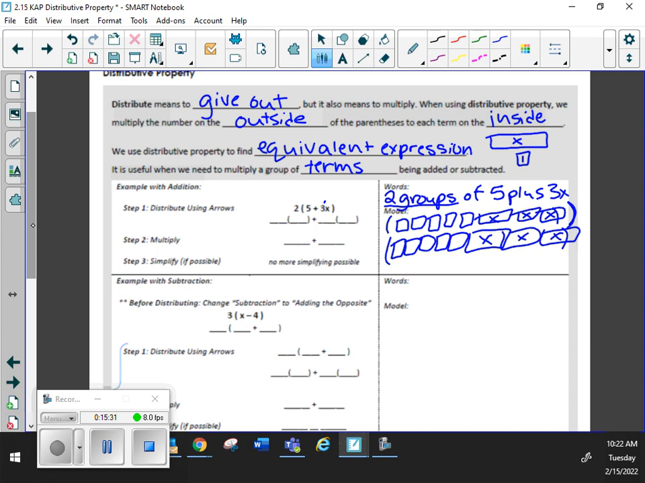And then count up the total. In total, I have how many of these little squares? I have 10 total, plus how many of those x's? 6x. Again, I can't take it any further because I still don't know the value of x, but this is equivalent. It's representing the same thing.